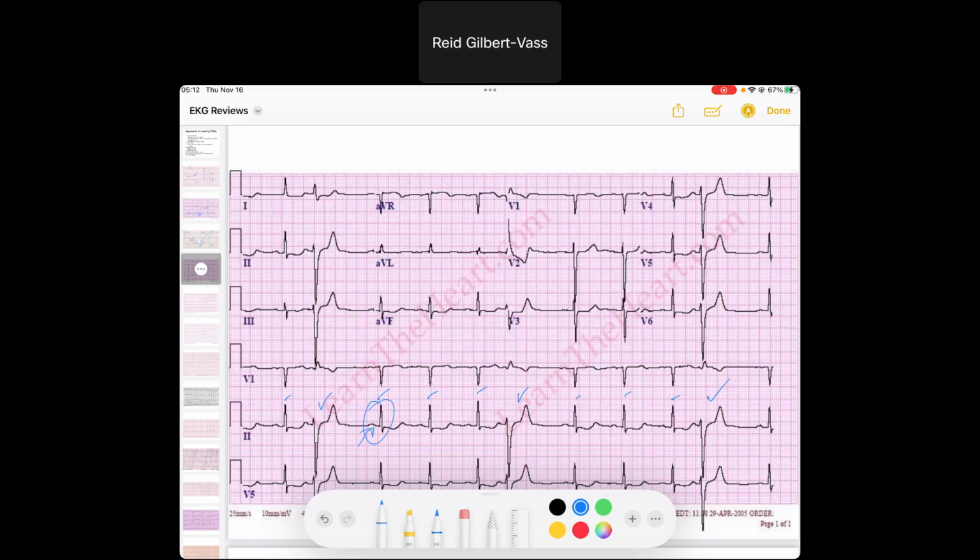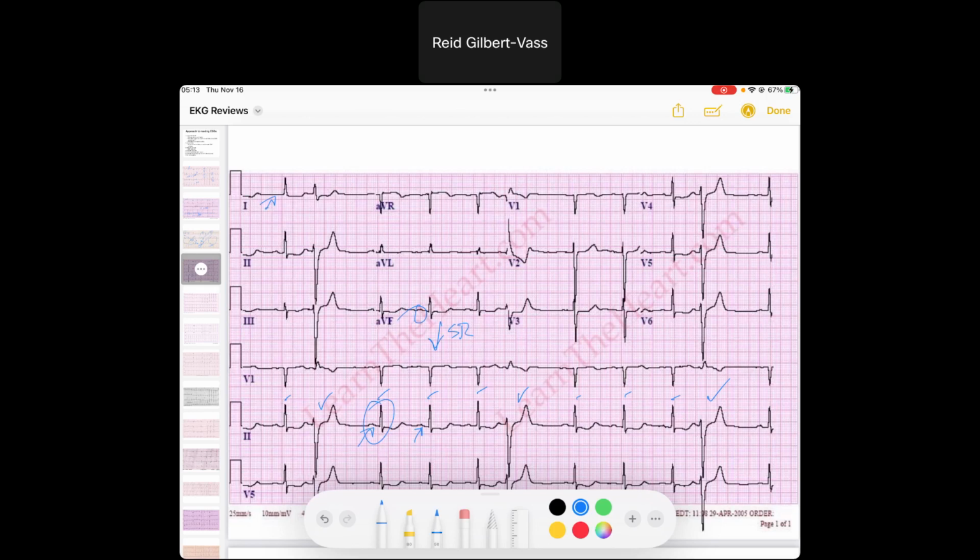We've got P waves in front of them, and we can go up to our strip. We see that they're up in AVF. We see those P waves. Kind of hard to see, but it's not positive necessarily, it's flat. So these are probably P waves that are going straight down. So I'd say it's a sinus rhythm.